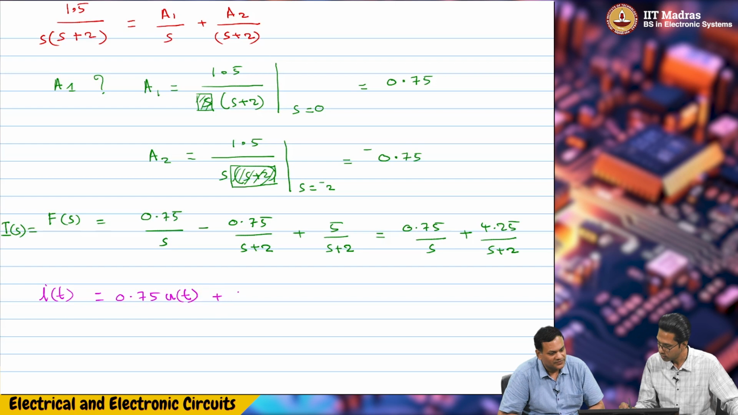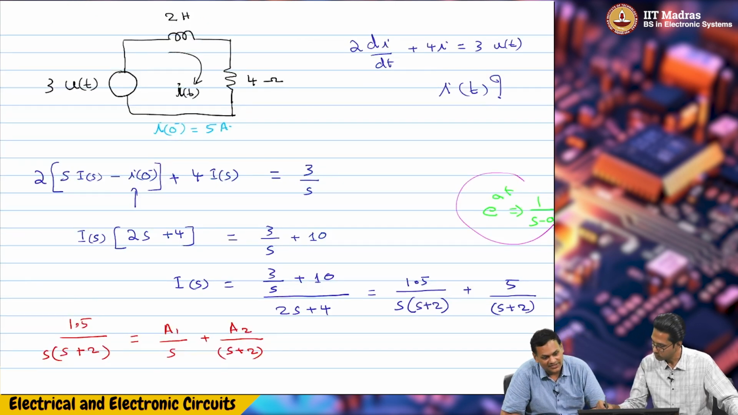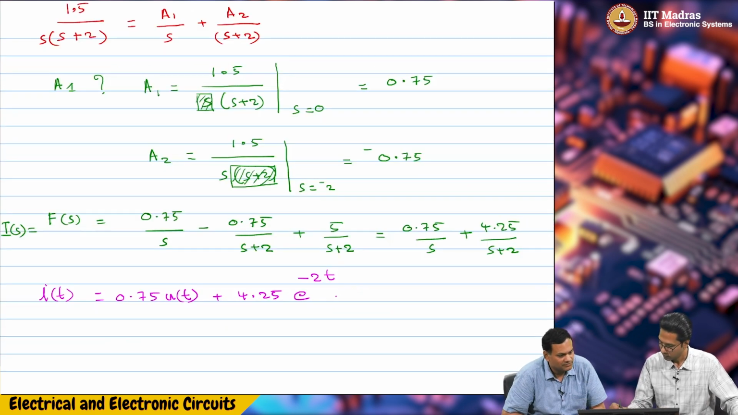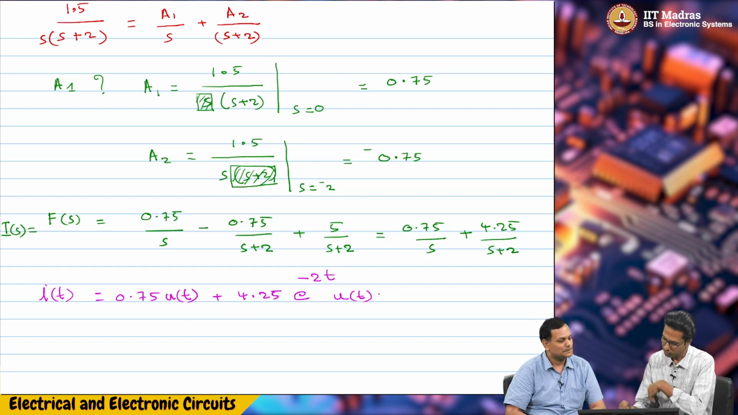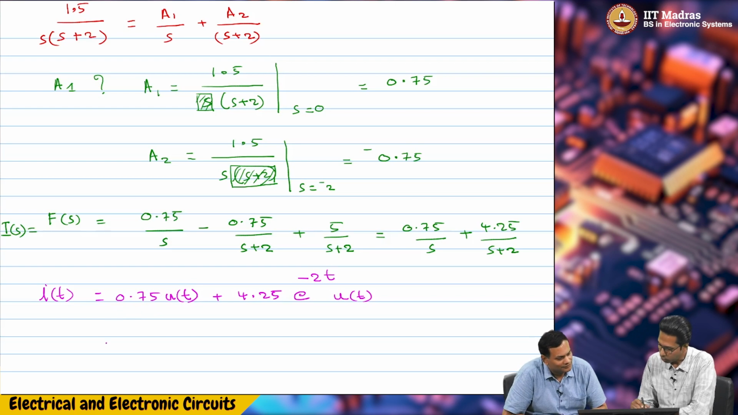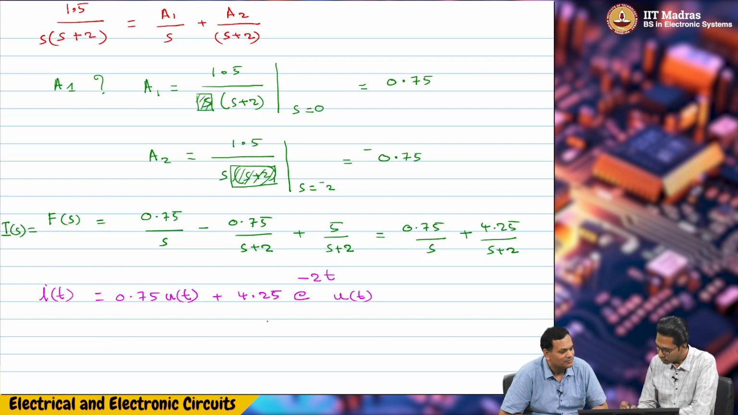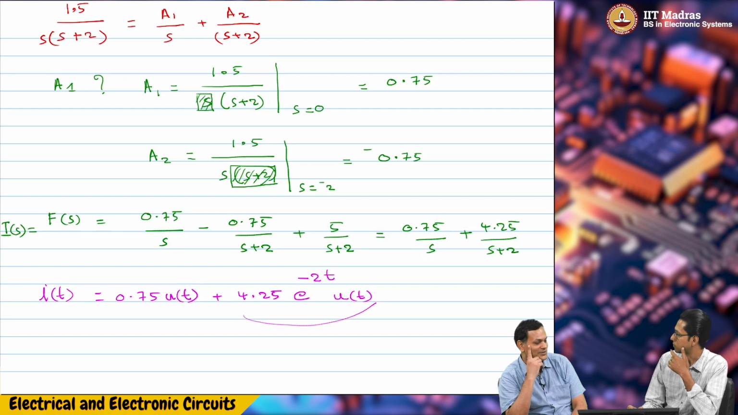Then the other term is 4.25 by s plus 2. It needs to be multiplied with e power minus 2t, times u of t again, because all this starts from time t equal to 0. So what it means is you have some current 0.75 always going at any positive time. Then there is some term that starts with a value and then exponentially reduces.